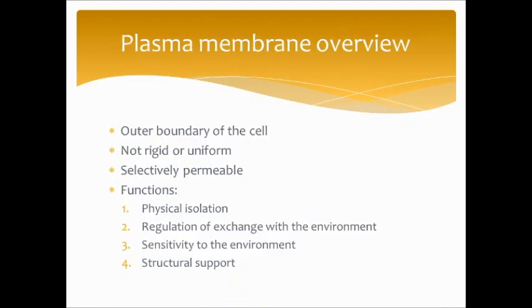So let's start off with the plasma membrane, that outer layer of the cell. It's the outer boundary. It's not rigid or uniform. It has a flexibility to it. Some layers are thicker than others. It is selectively permeable, meaning that it allows some things into the cell and it keeps others out.